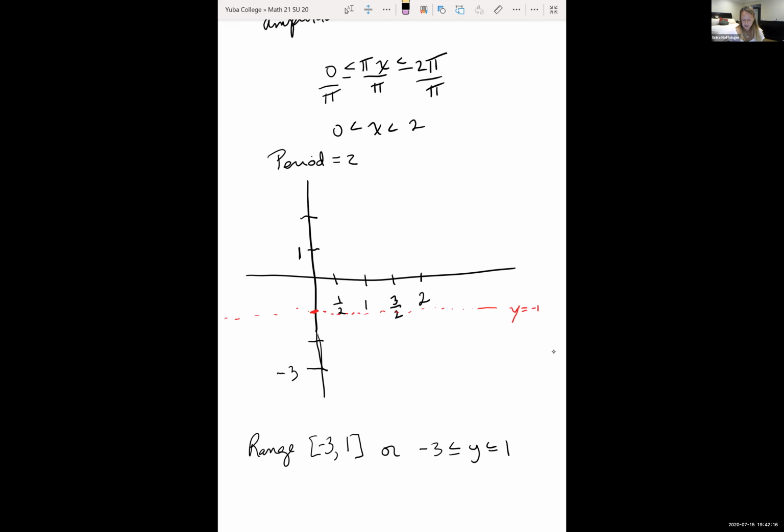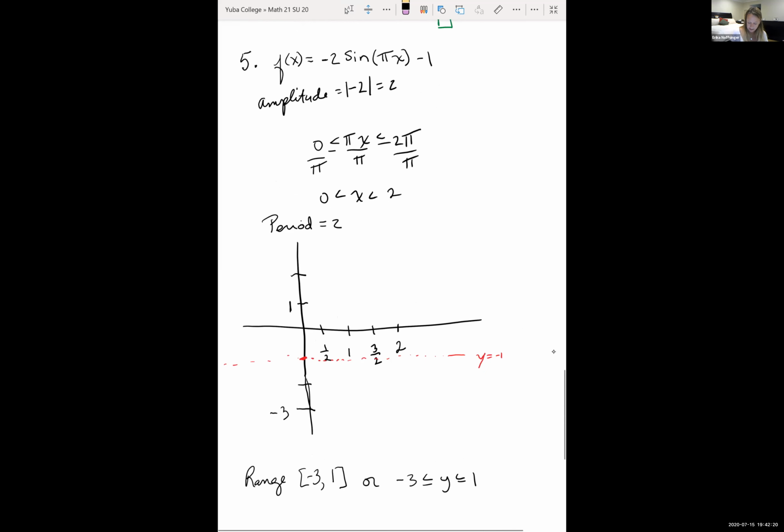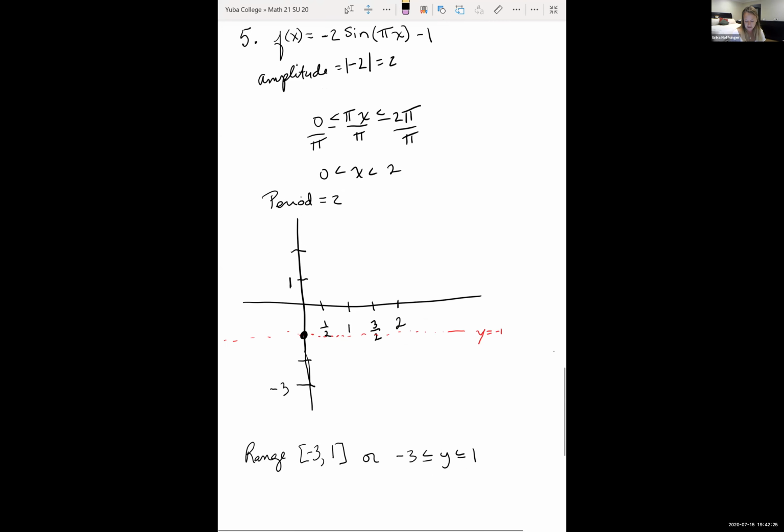Sine function normally starts at the origin. So we're going to start here at our midway line. Normally it goes up to the max, but that minus is a reflection, and so it's going to go down first. So at the halfway or quarter point, which is 1/2, we're going to hit the min. At 1, we're going to come back, hit the midway line. 3/2, hit our max. And at 2, come back down and hit the midway line. And so we get 1 cycle right there of our graph.